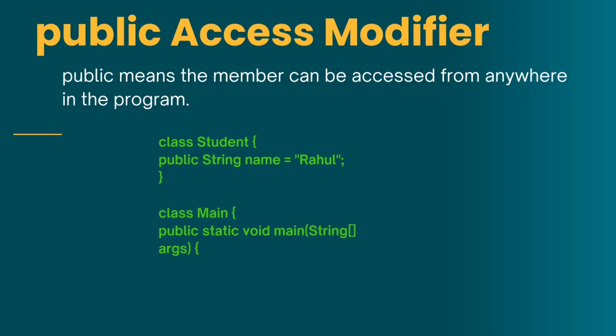Public access modifier. Public means the member can be accessed from anywhere in the program. Class Student has public String name. In class Main, public static void main, Student s = new Student(); System.out.println(s.name).